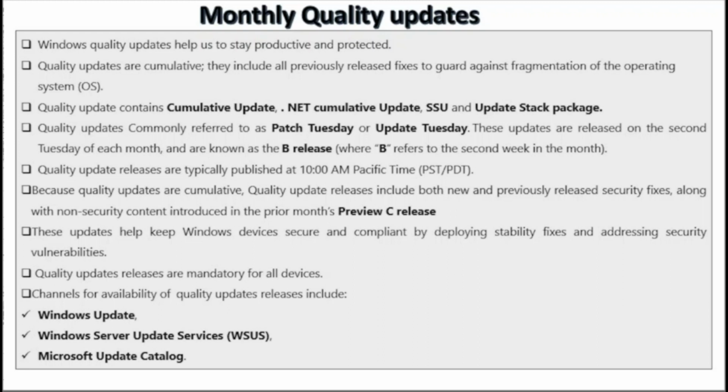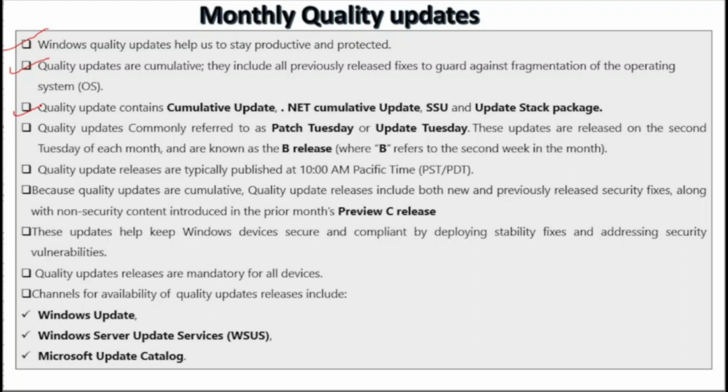Windows quality updates help us to stay productive and protected. Quality updates are cumulative. They include all previously released fixes to guard against fragmentation of the operating system. Quality update contains cumulative updates, .NET cumulative updates, and servicing stack updates and update stack packages.